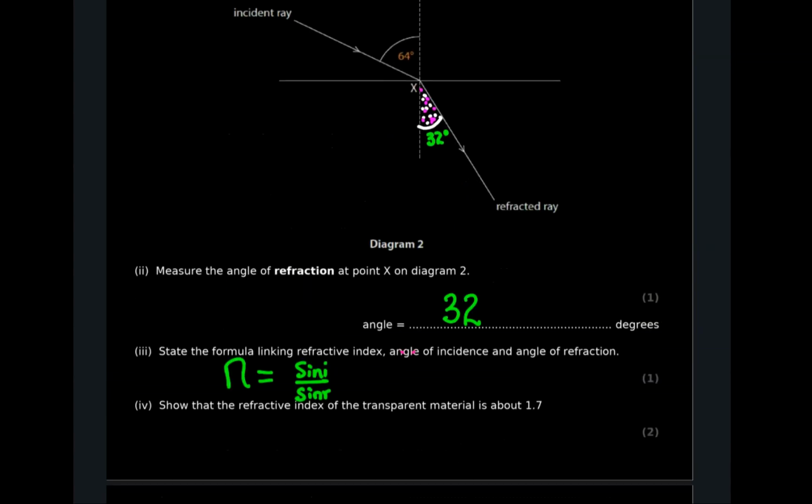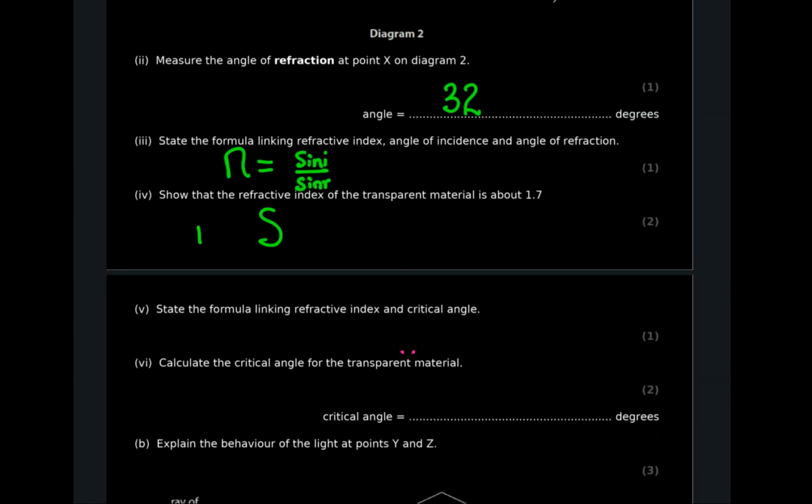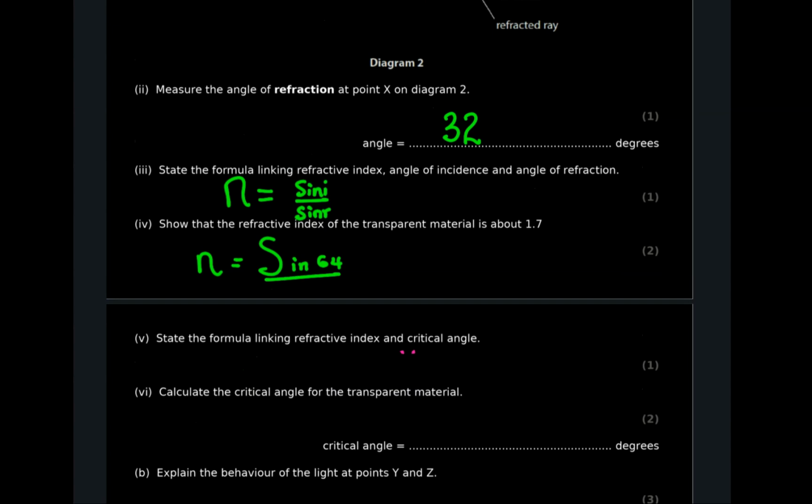Next, show that the refractive index is about 1.7, meaning we are just going to work out the refractive index and check, is our answer 1.7? Let's see. Sine I over sine R gives us 1.69. If you round off, this becomes 1.7.